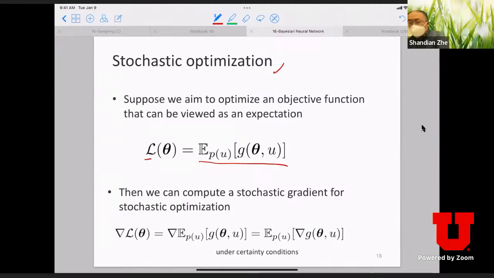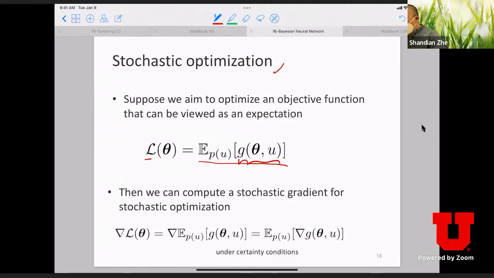So this is your objective L, and theta is the parameters you want to optimize by maximizing or minimizing the objective function. Let us just assume we're minimizing. Okay? So in the stochastic optimization literature, we're going to assume this objective function can be written as an expectation of some random function. Okay?